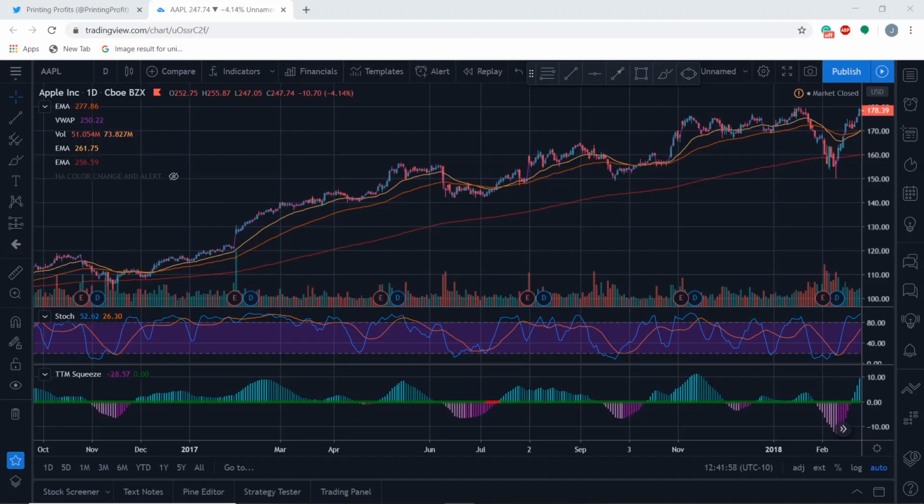And today we'll be talking about the TTM Squeeze and how I use it to predict big movements in stocks before it happens.